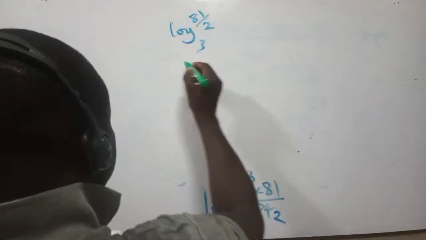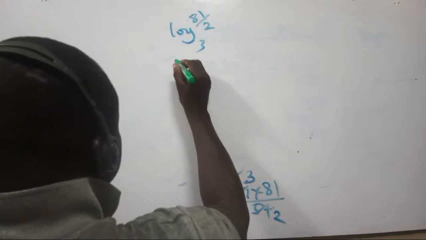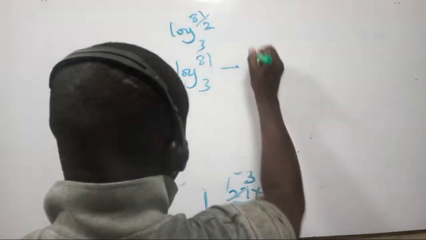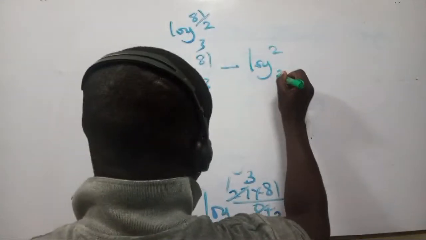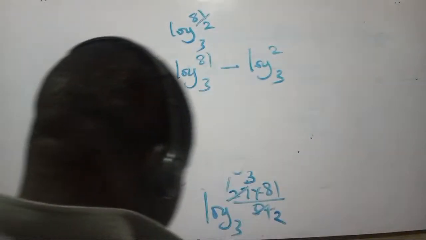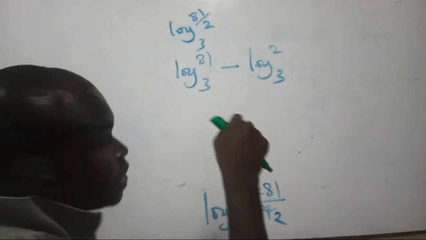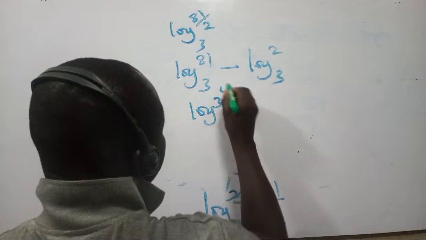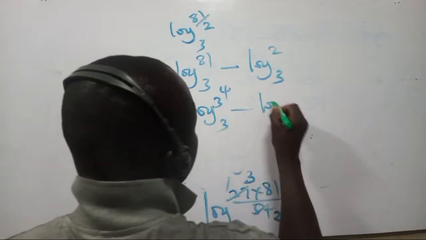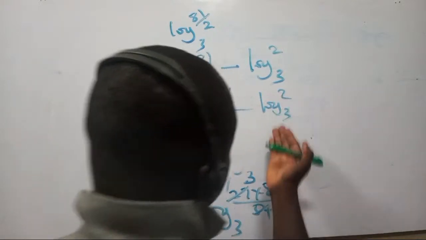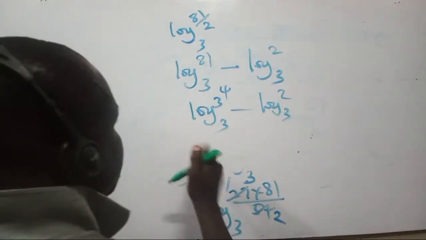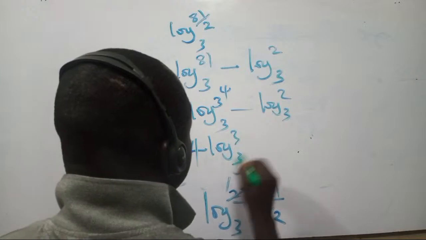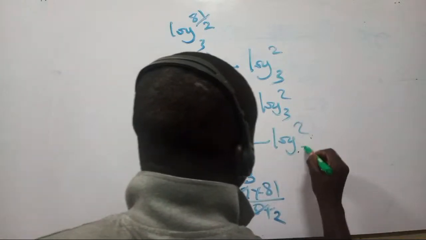So what I have here now, I can write as log 81 base 3 minus log 2 base 3. So 81, I can write as 3 raised to power 4, so that I'll change this to log 3 raised to power 4 base 3 minus log 2 base 3. There's nothing I can do there. Then this 4 can come down based on the law of logarithm. But I will have 4 log 3 base 3 minus log 2 base 3.